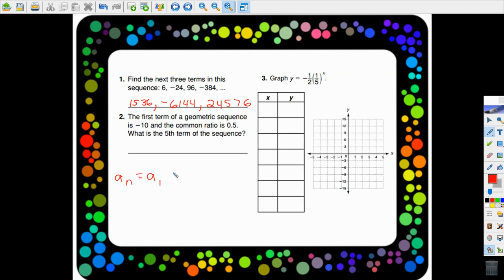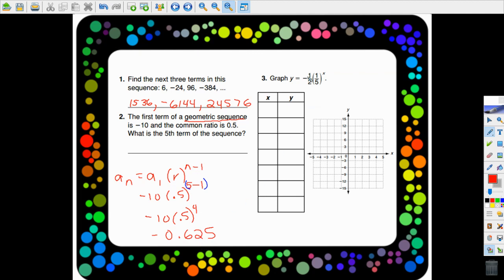We have to find the first term, the common ratio, and don't forget to raise that to the n-1. The only time we use this formula is when it says geometric sequence. So the first term is -10, the common ratio is 0.5, and we're looking for the 5th term. Remember, if you're going to type that in on your calculator, make sure you put the 5 minus 1 in parentheses. Or if you're like me, you would just type in -10 times 0.5 raised to the 4th power, which is -0.625.